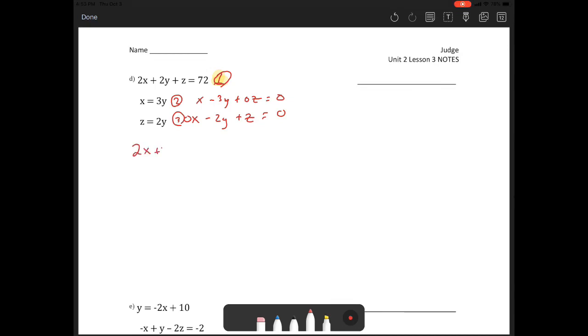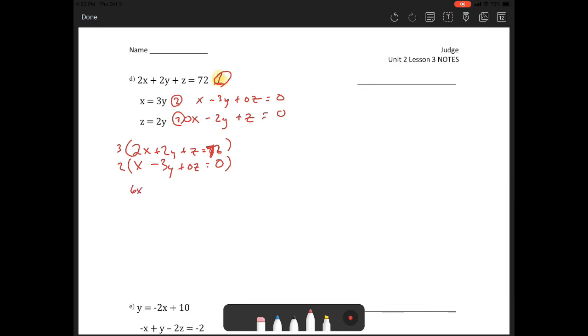So I'm going to start with 1, 2x plus 2y plus z equals 72. And then I'm going to take my second equation, and it's going to be x minus 3y plus 0z equals 0. So now I've got to figure out what I want to cancel. Well, I'm going to cancel the y's because 1's already negative. So I just have to multiply this equation by 3 and this equation by 2.